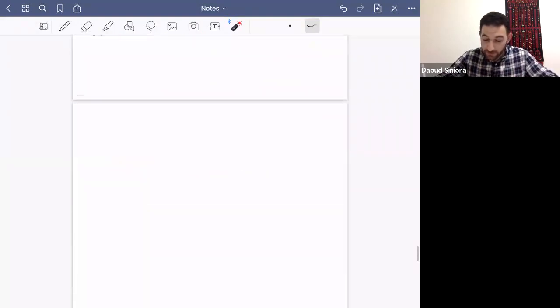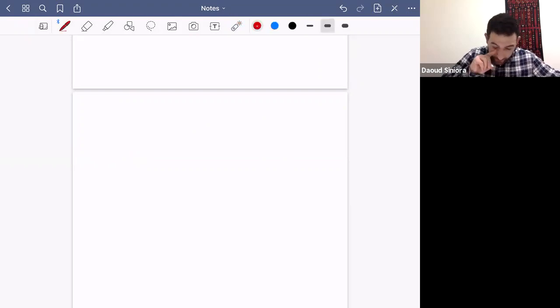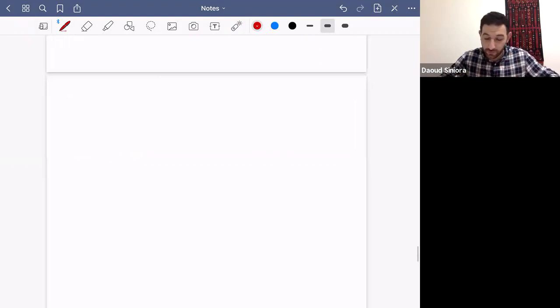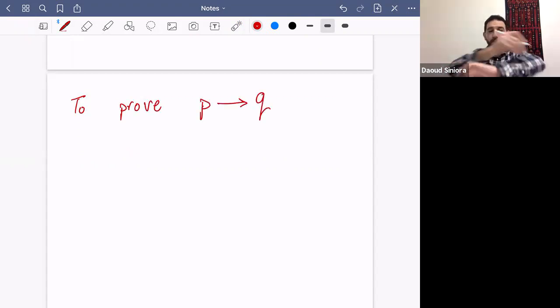Okay, let me also give you another quick application of proof by contradiction to prove conditional statements. So let's prove, how to prove. We want to use proof by contradiction to prove conditional statements. So to prove a conditional statement P implies Q, how will we use proof by contradiction?